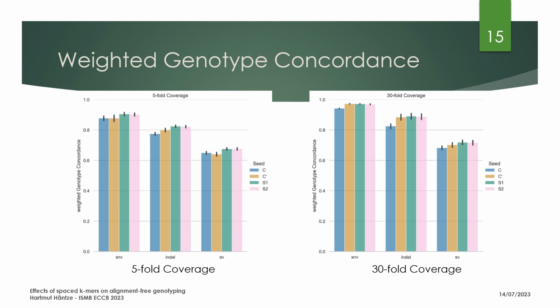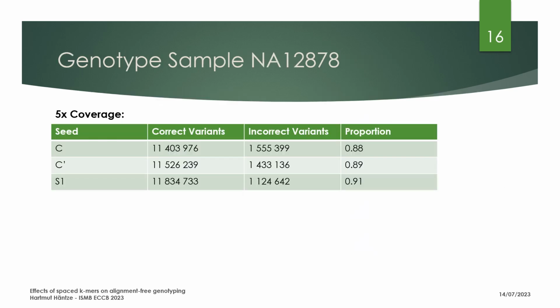First of all, the results are obviously better because it's more coverage, but now we also see that for the single nucleotide variant, the spaced seeds perform as good as the control group, so there is no difference. However, in the indel and the structural variant case, again, the spaced seeds are better than the control group and the results are significant. Let's have a look at absolute numbers.